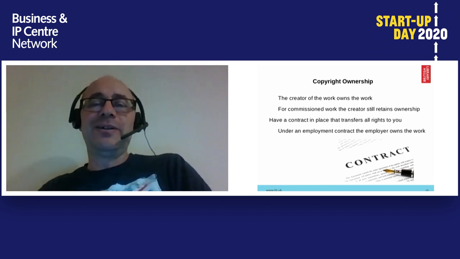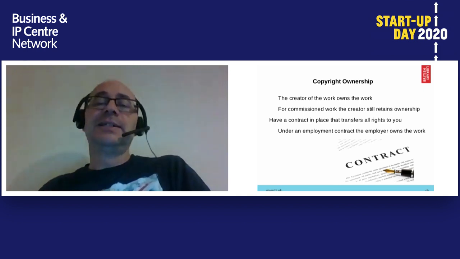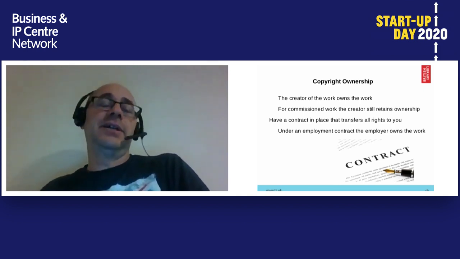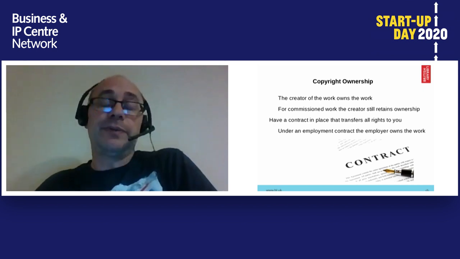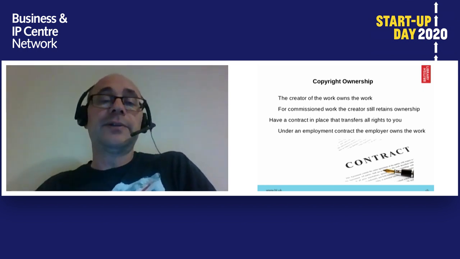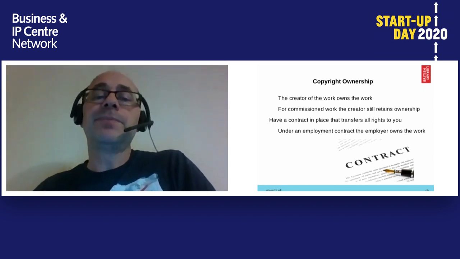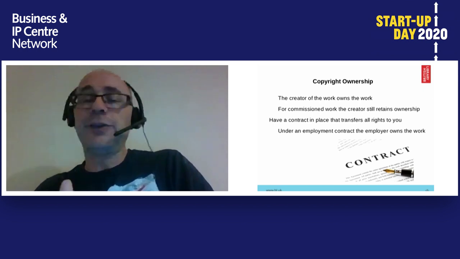And so that's where, for example, if I use a photographer to do a portrait for my website, the photographer will own that image. And if I want to retain ownership of that, I need to have them assign the intellectual property to me. So an assignment of IP needs to take place. And that can be written in a contract of engagement with them.